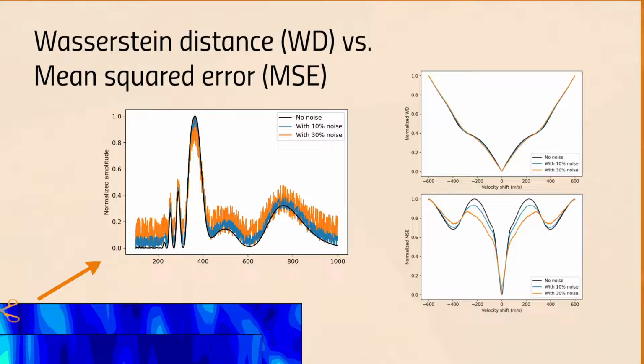The original signal is shown in a solid black line, whereas the blue and orange lines represent the noisy spectrum after adding 10 and 30% uniform noise to test the robustness. We plot the normalized consistent distance and MSE against the velocity shift shown on the right. The consistent distance-based objective function does not vary with the significant noise. Plus, the objective function also shows the convex property.